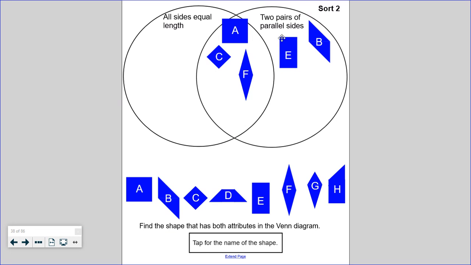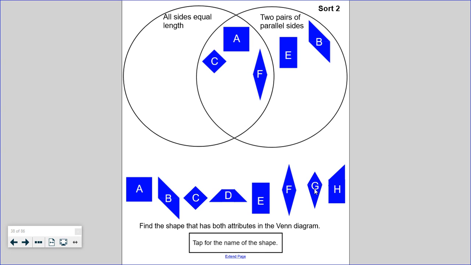So E has two pairs of parallel sides, but it does not have all four sides equal length. So it belongs over here. Same with B. Whereas A, C, and F, they have all sides equal length, and they have two pairs of parallel sides, and that's why they go here in the middle. I'm going to sort them a little neater. All right, now A, B, C, D, E, F.